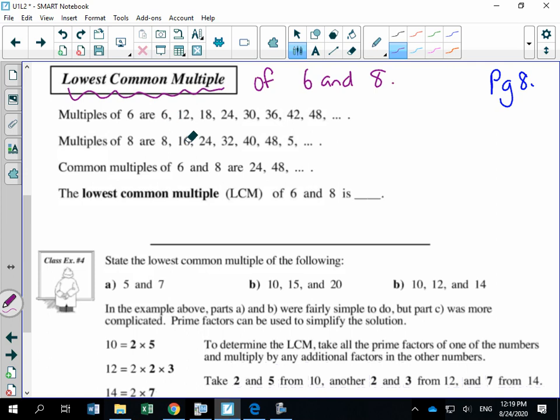You would then scan these numbers and circle, well, what is the lowest one that is common? Remember, it has to be common to both. And the multiple that's the lowest, that's common to both, is 48. So the lowest common multiple of 6 and 8 is 48. Okay? Now, we are not going to use this method in grade 10, because it would take you far, far too long. We're going to use the method of prime factorization.